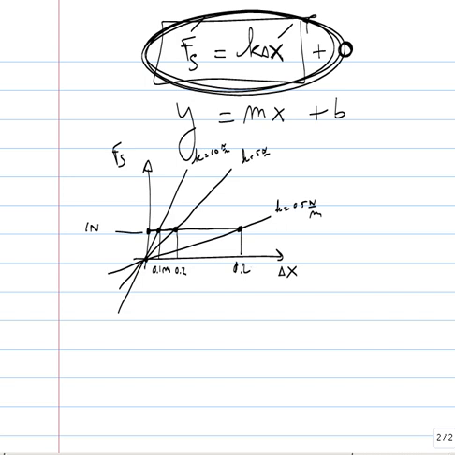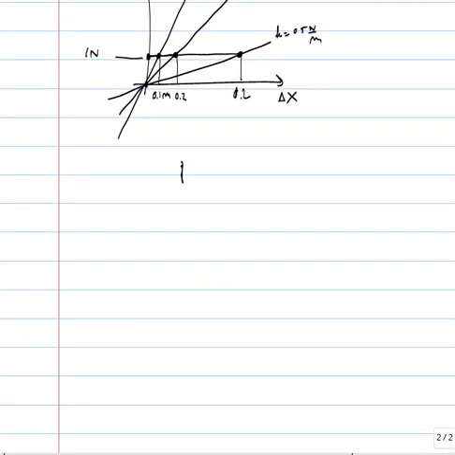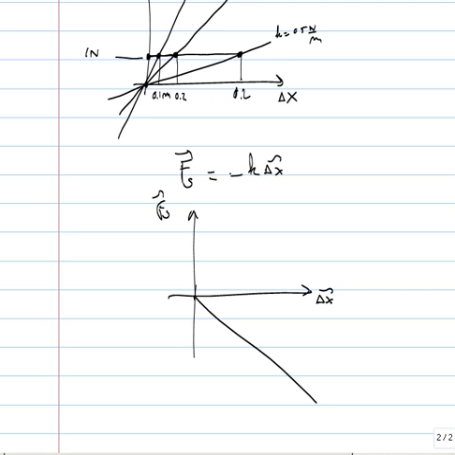Now, of course, if you're dealing with this functional form, then you will have the exact same graph, except everything will be negative due to this. No worries, the magnitude of the slope will still give you K.